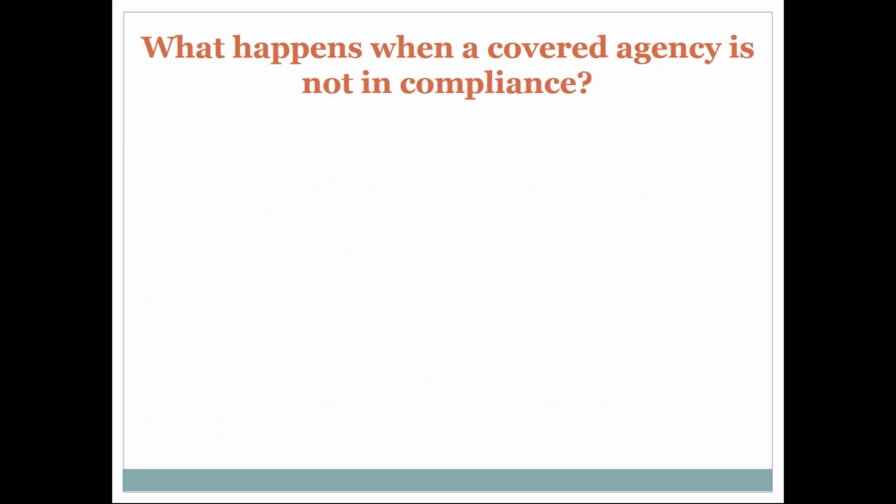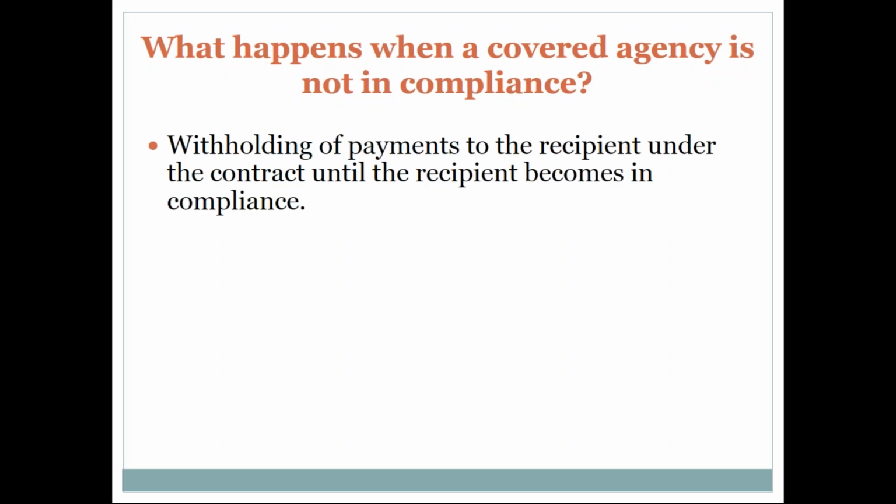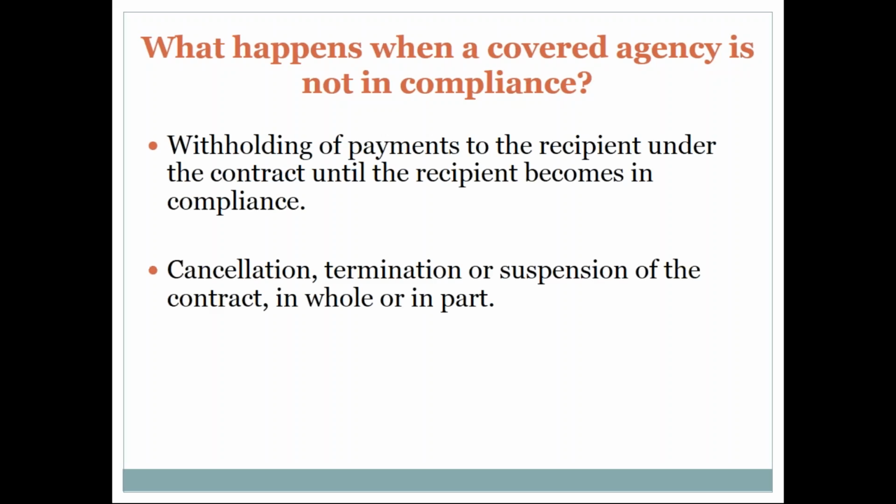So, very briefly, I've said all of this about the importance of Title VI, the reason that we use it, and how to make sure your organization is covered. What happens when your organization is found not in compliance? The worst case scenario is that you're going to get a withholding of payments. You're not going to get a payout from your invoices through the federal grants that you have. And you may have a complete cancellation or termination of your federal grant contract.